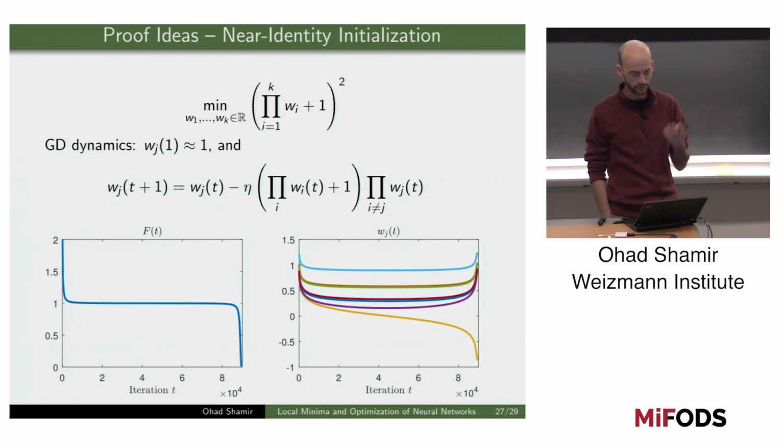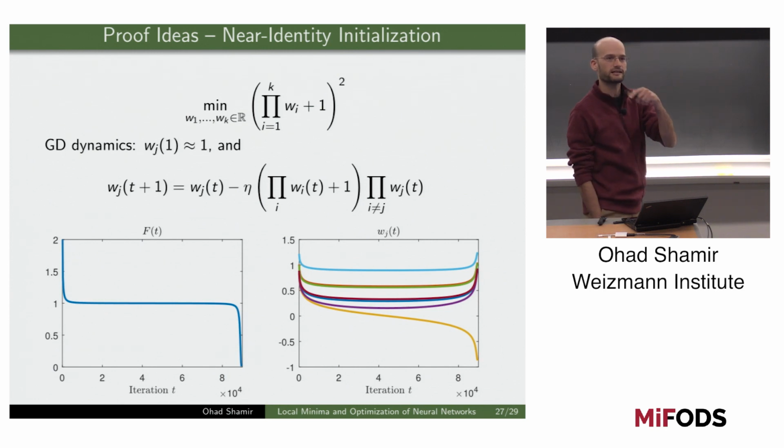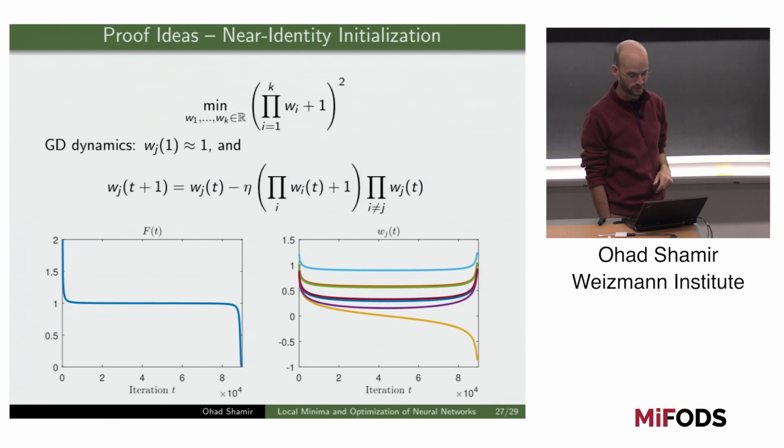Instead of showing the proof, let me just show you by experiment what goes wrong here. Suppose I'm starting with all the W's close to 1, and this is how the gradient descent dynamics look like. On the left, I just ran this algorithm when the depth was 7. On the left figure, we see how the objective looks as a function of time. We see it goes pretty quickly from 2 to 1, then gets stuck, and eventually goes down to 0.